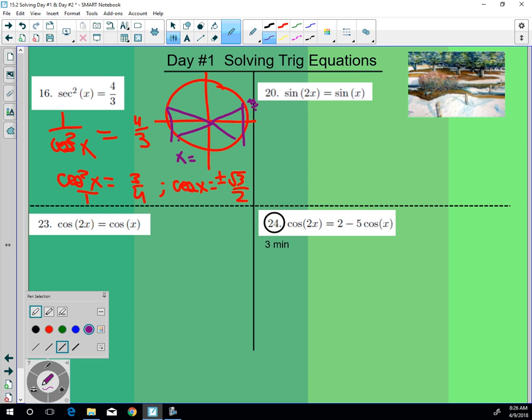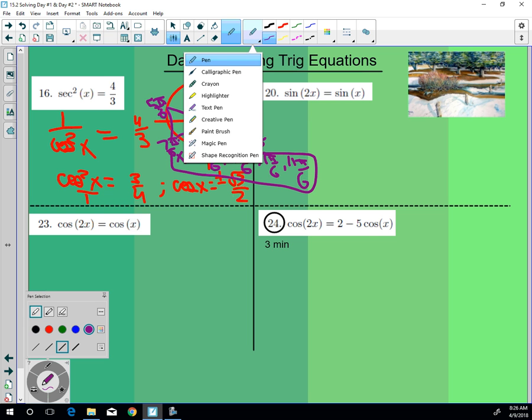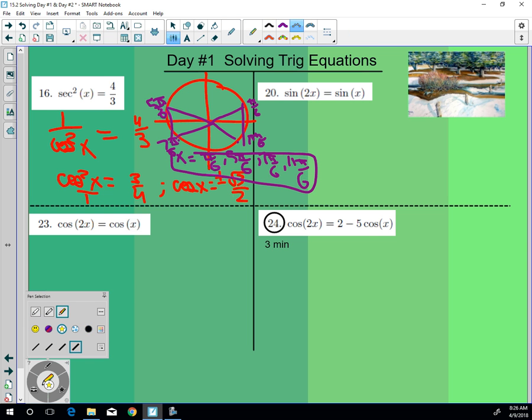It'll be pi over 6. It'll be 5 pi over 6. It'll be 7 pi over 6. And 11 pi over 6. You got all 4 of those answers. I'm going to make them into smiley faces or stars. There you go. Those are your 4 answers.